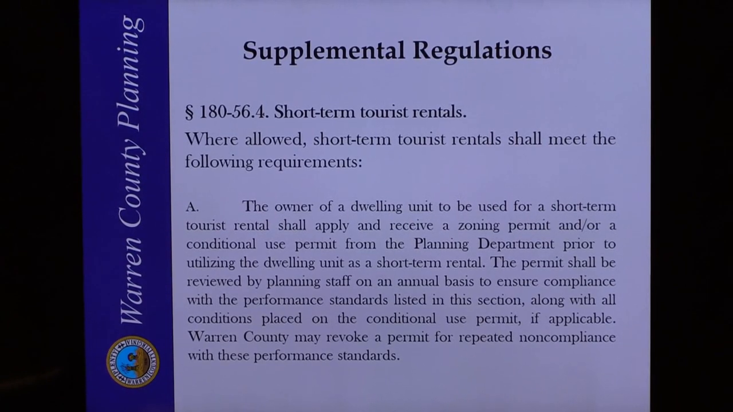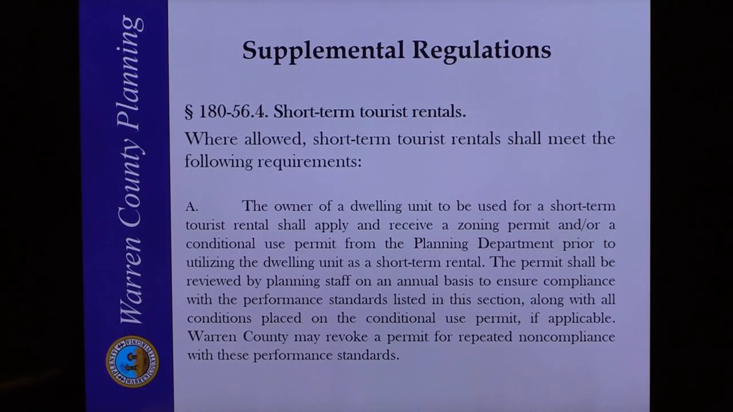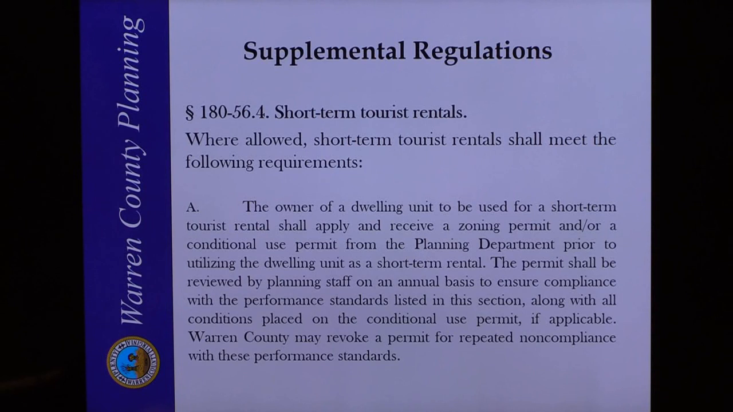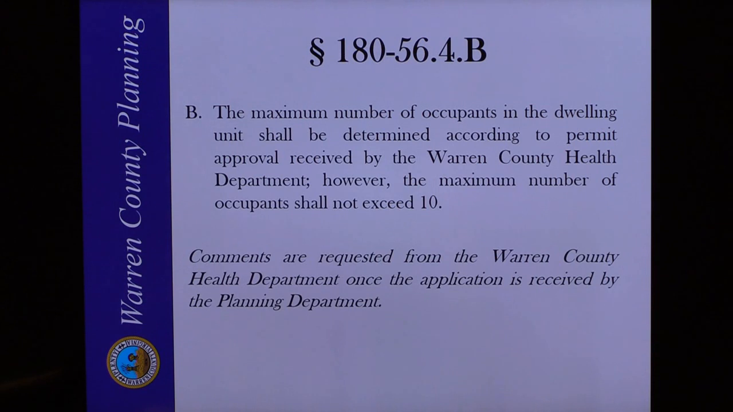So these are the supplemental regulations I was just speaking about. Basically, A just says that they have to get a conditional use permit, and the county can revoke the permit for repeated noncompliance with these standards. We have not done that for any of our short-term rentals. We have done that with maybe 2 conditional use permits in the past.